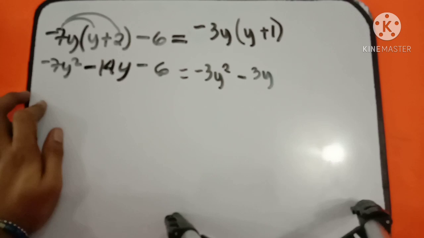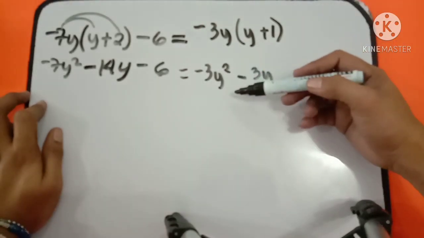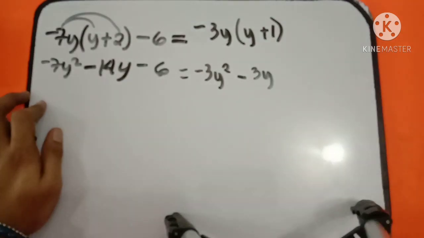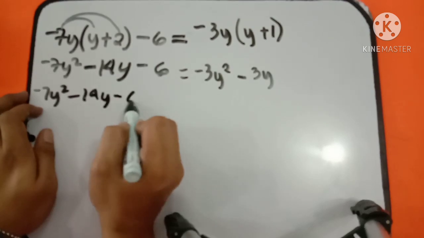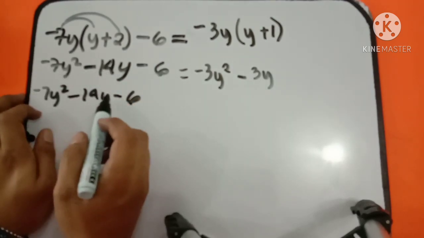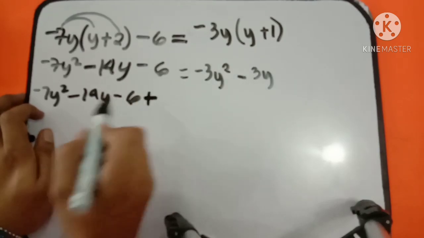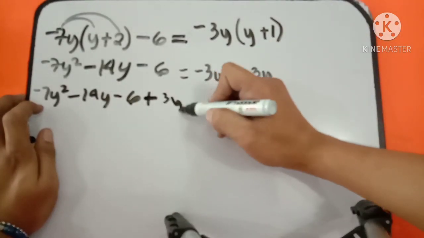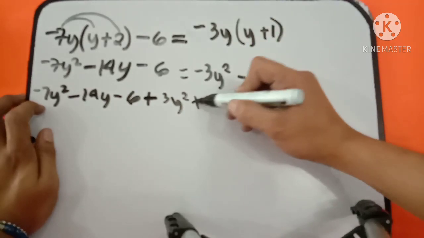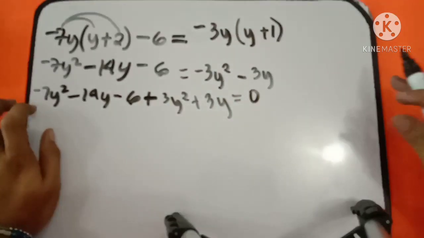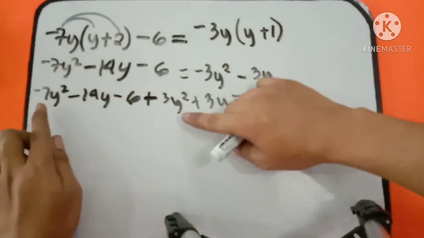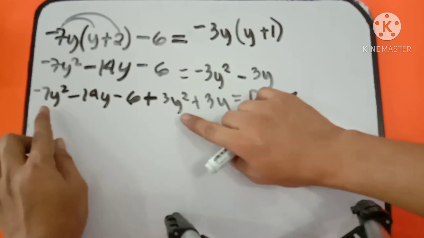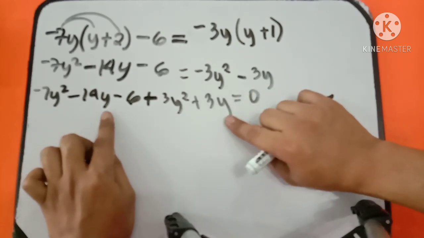So we had to transpose all the terms on the right side to the left side. So we have here negative 7y squared minus 14y minus 6. We copy the terms on the right side. Then we have to transpose this one. So we have here positive 3y squared, and also this one is positive 3y equal to 0. But this is not the final equation, since we still have similar terms or like terms. Am I right? We have here y squared, so we can combine this, and also we have here y, so we can also combine this.